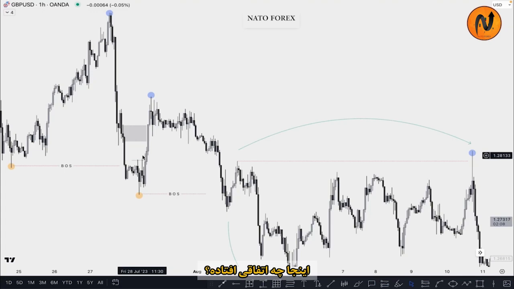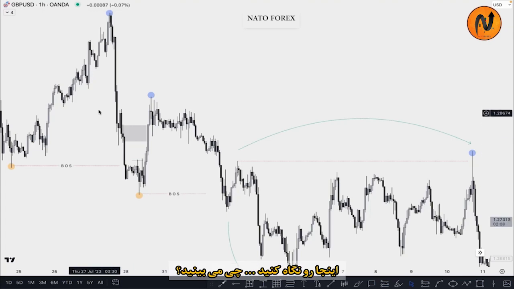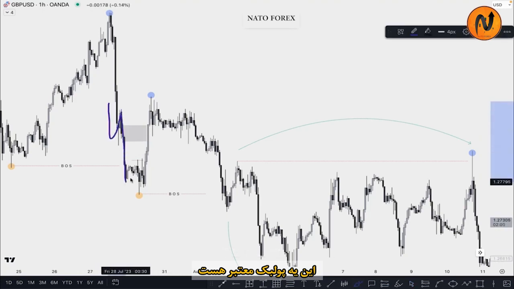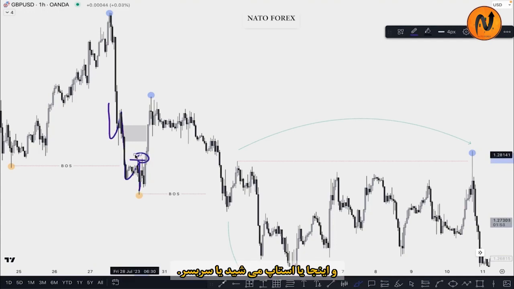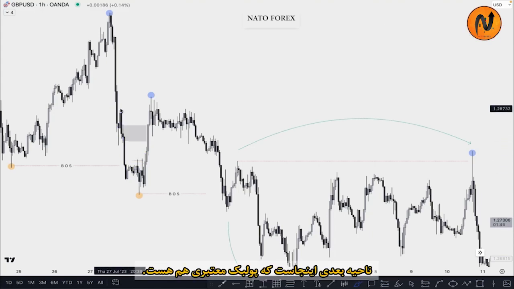So in this case, what happened here? Look at this one. What is this? This one is a valid pullback here. Look at this one. This is a valid pullback here, and this is a valid pullback here. The first entry is possible here because this is an inducement sweep, and maybe here you got a break even, maybe a stop loss, anything can happen here. Okay, and the next thing is here. This is the next pullback here.